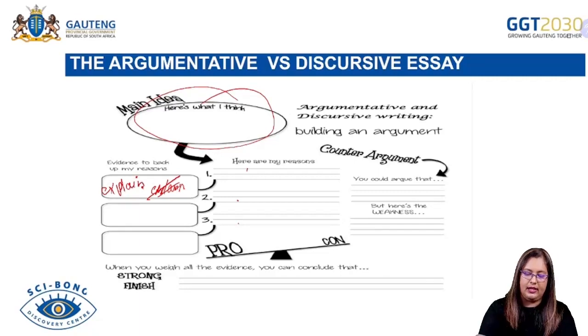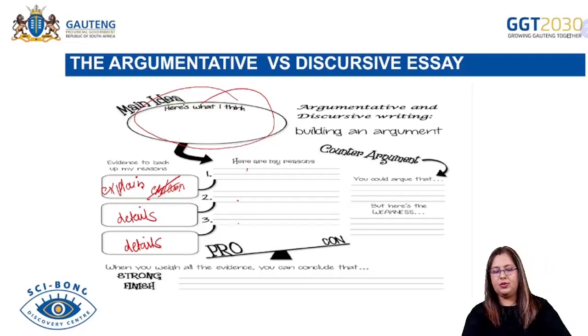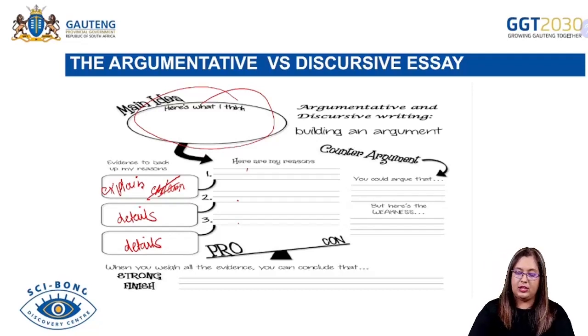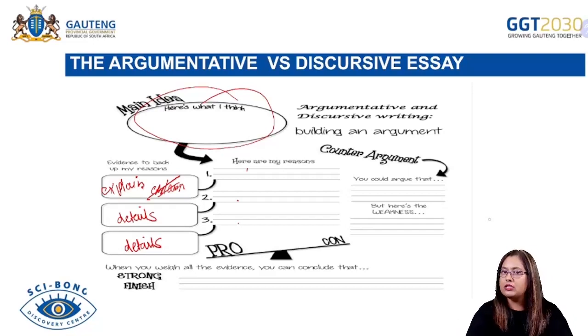explain. Okay, then I will have my second one and have a detail. Third one, details. Okay, about it. So your reason and the details. Okay, the reasons for that particular viewpoint. And then you could also have a counter argument. But then again, when we're looking at the argumentative essay, you don't include the counter argument. The counter argument comes in when we're looking at the discursive essay, because there you would have both viewpoints.